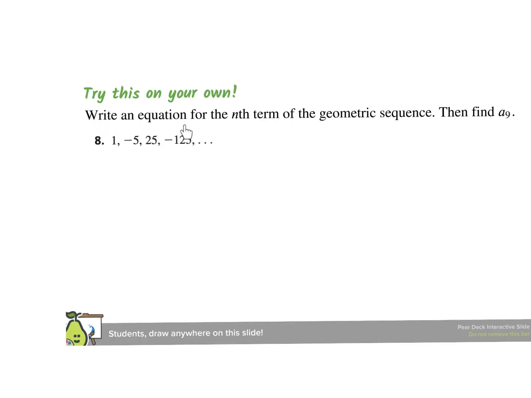I'd like you to try this on your own. Write an equation for the nth term of the geometric sequence using the new formula, and then find the 9th term. So you need to find a sub 1, and you need to find r. A sub 1 is 1, where we start, and r is how we change. We're multiplying by 5, but we're going from positive to negative, so we're multiplying by negative 5.